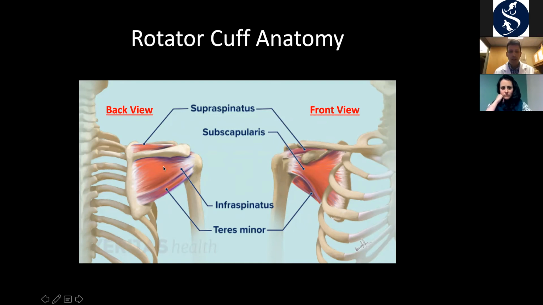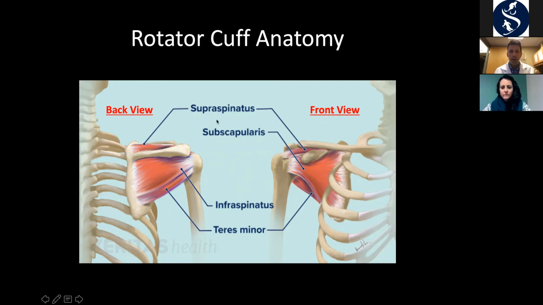And then if we look at the shoulder from the back, similarly, we have our infraspinatus and this small muscle tendon unit below it called the teres minor. So those 4 muscle tendon units make up what we call the rotator cuff. And again, they power the shoulder.